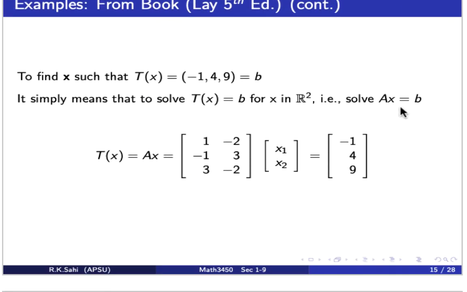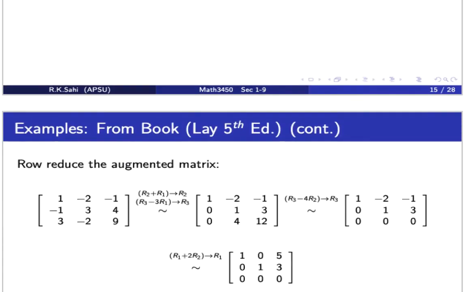So that's what I just talked about, and this is how it is written. Now if I want to find this x, what do I do? I write the augmented matrix. When I write the augmented matrix, after that, apply the row reduction algorithm. That's the next slide.